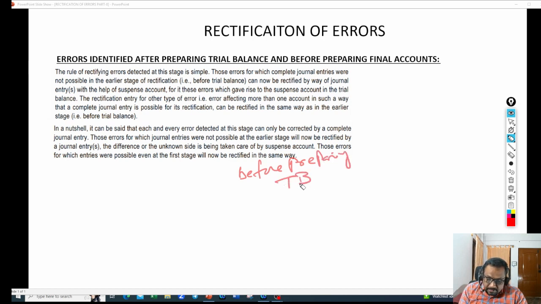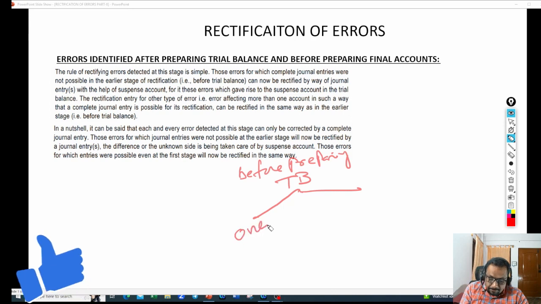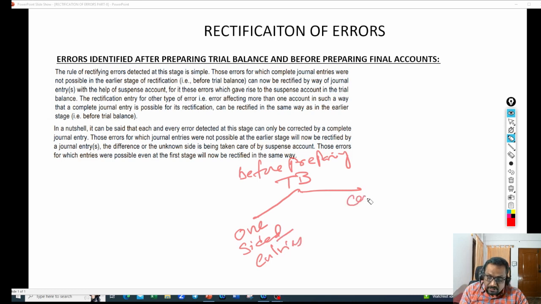In this stage, we learned 2 types of rectifications. One, we understood one-sided entries, and we also understood complete entries. Do you remember this? When the errors are identified before preparing the trial balance, those errors can be rectified by preparing a one-sided entry, and some of them can be rectified by preparing a complete entry. This is what we understood.